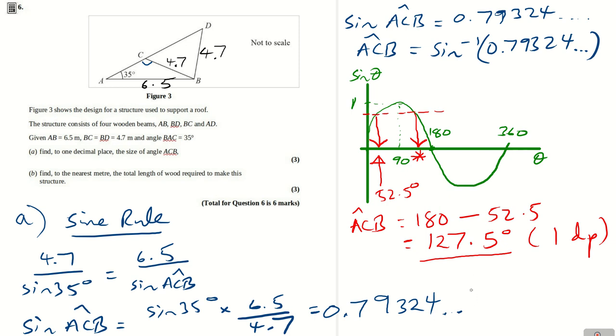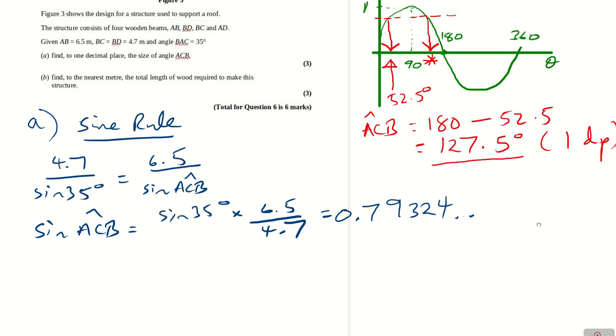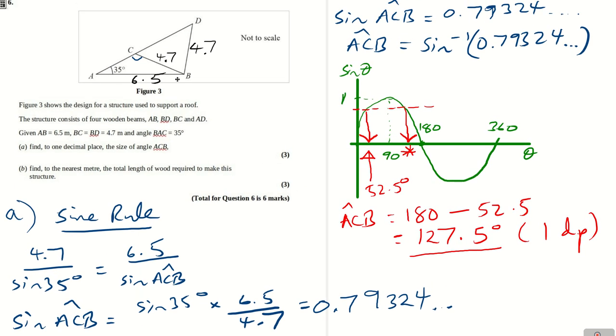Right, now part B. Find to the nearest metre the total length of wood required to make the structure. Right, now look, we've got 6.5, we've got 4.7. We know that this bit in the middle is 4.7. What we're going to have to do is to find the length of side AD. And that's the remaining measurement that we need.